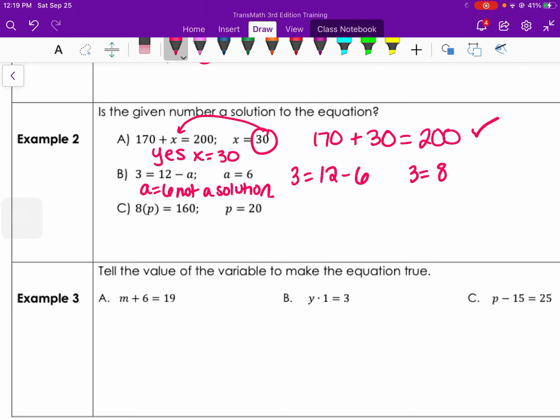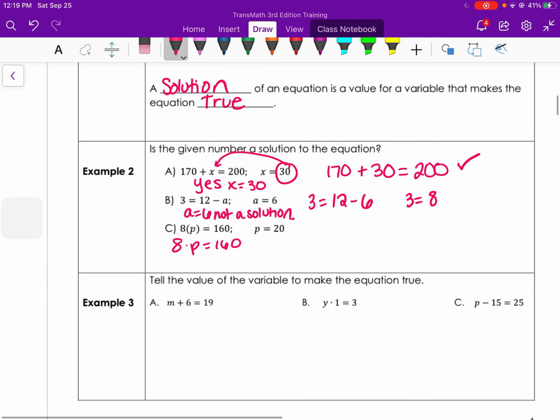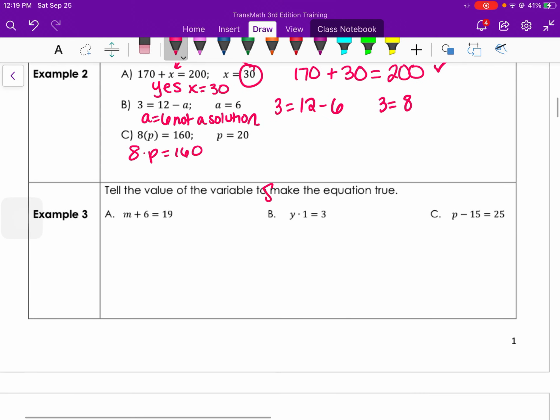And then in this mathematical sentence or equation, we have 8p, which means 8 times p equals 160. So is p equal to 20 a solution? Is 8 times 20 equal to 160? And 8 times 20 is 160. So p equals 20 is a solution.